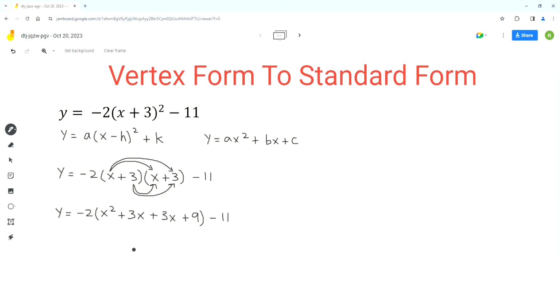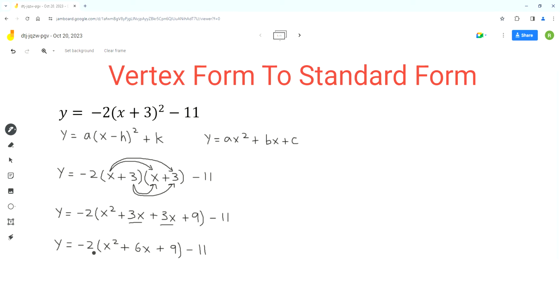Now we have to identify and combine like terms in the parentheses. So in the parentheses, 3x and 3x are like terms. So we can combine them into a single x term. We can do that by adding their coefficients. Their coefficients are 3 and 3. So 3 plus 3 is equal to 6. So we write 6x + 9. And now we close the parentheses and write that -11 outside it.